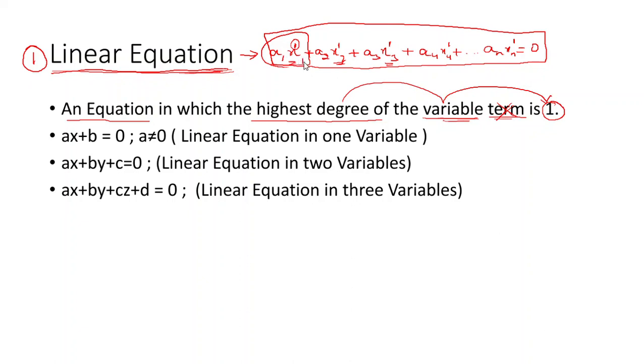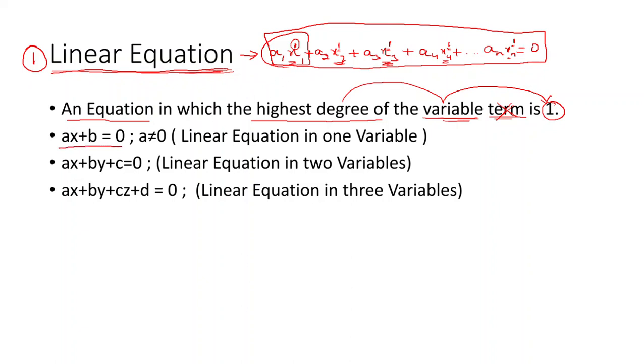So x1 is a variable. Its degree is 1. x2 is a variable. Its degree is 1. x3 is a variable. Its degree is 1. x4 is a variable. Its degree is 1. xn is a variable. Its degree is 1. So the highest degree of the variables here is 1, and so this is a linear equation.